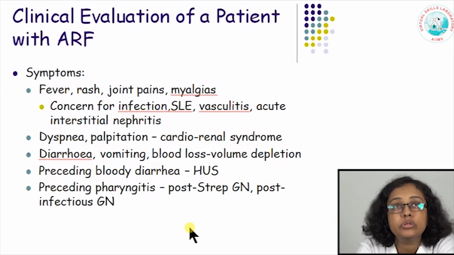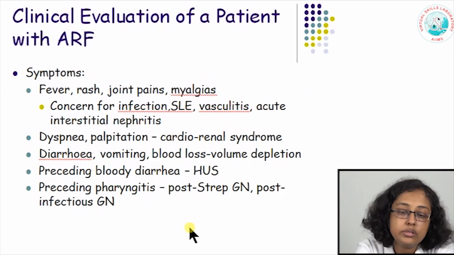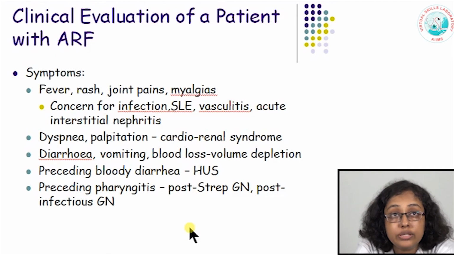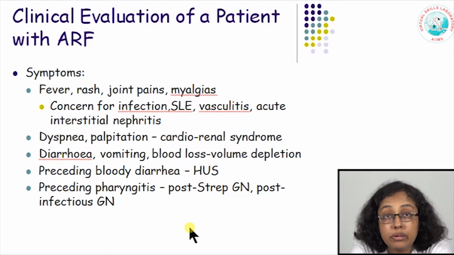Sometimes the symptoms which the patient presents with may suggest the cause, like if the patient has fever, joint pains, and rash. This could suggest an autoimmune disease like lupus, which could have a multisystemic involvement, including the kidneys, and may present with acute renal failure. Sometimes patients with idiopathic acute interstitial nephritis may come with a fever and a rash.